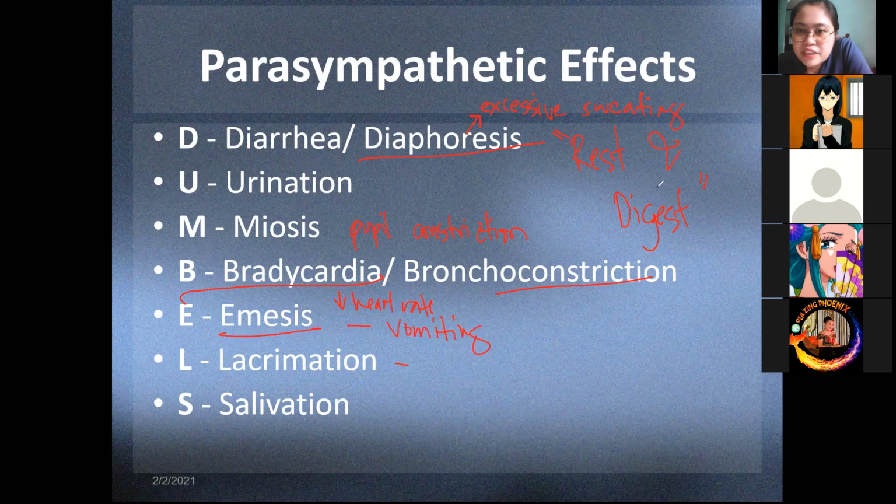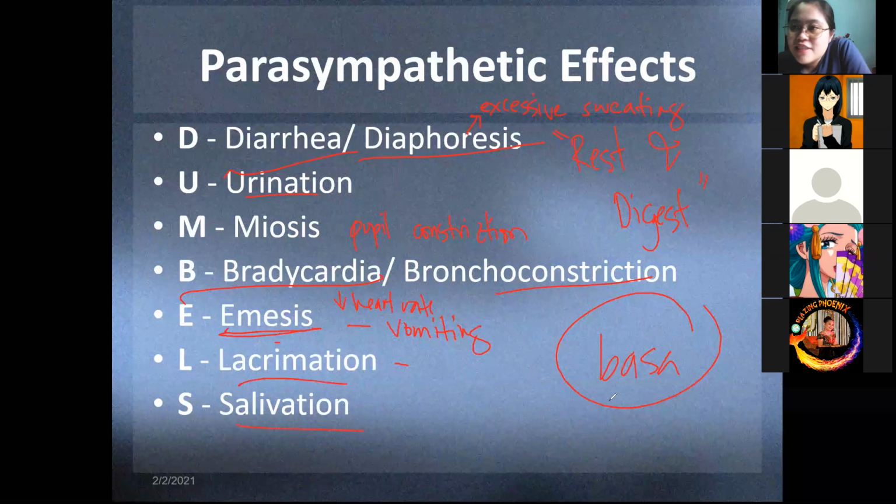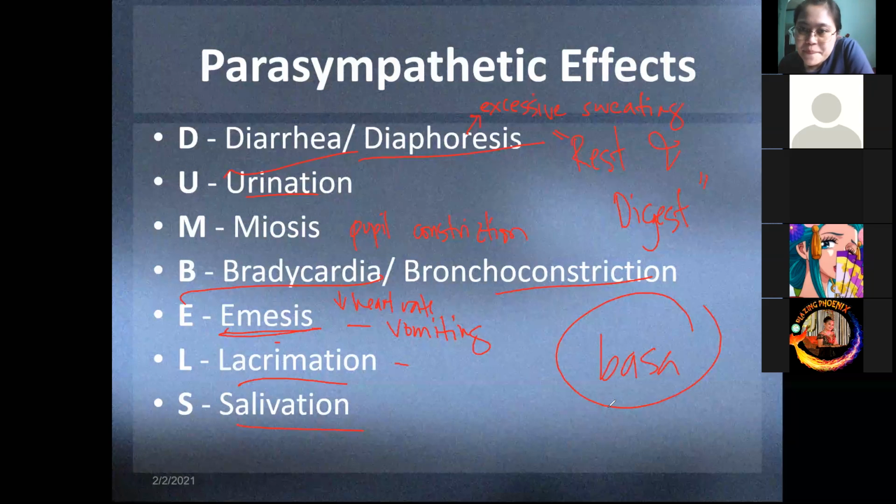So again, we call it rest and digest, pero para mas dali, anything na basa, acetylcholine na siya. Remember, diarrhea is basa, urination is also basa. We have here emesis, mag-vomit ka, basa gihapon, lacrimation, and salivation. Mostly dun sa effect ni acetylcholine sa body kay basa. Nakuha? Ma'am, ang atropine, ma'am, saan siya?